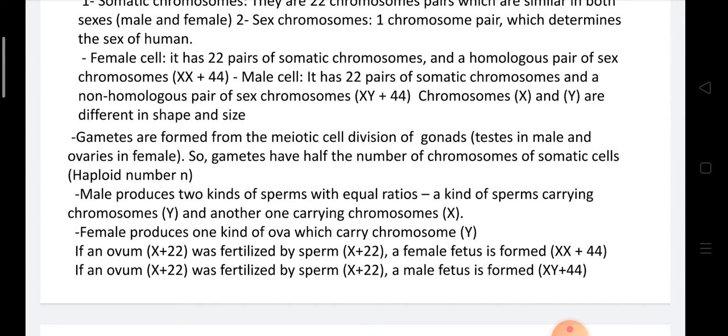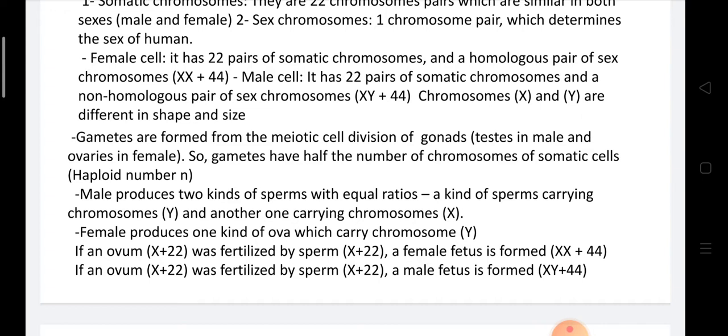44 plus XX or 44 plus XY divide during gamete formation, so the gametes, like sperms of male or ova of female, will have half the number of chromosomes of the somatic cells due to meiosis or reduction division. Male can produce two kinds of sperms due to its heterozygous karyotype, while female will produce one type of ova as it contains a homozygous karyotype.